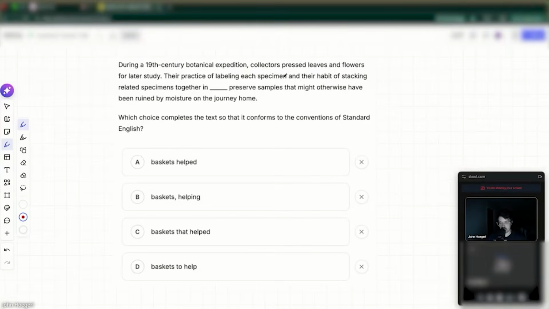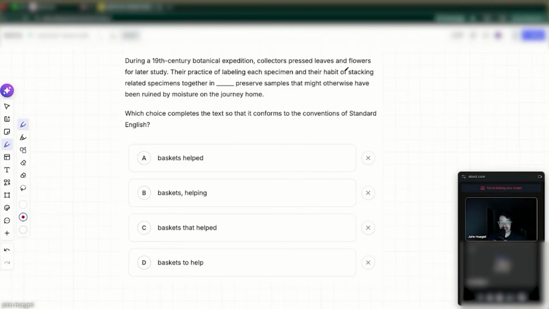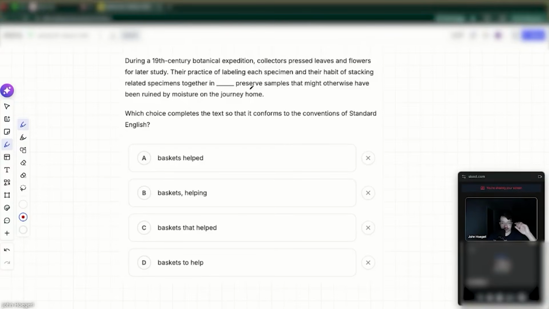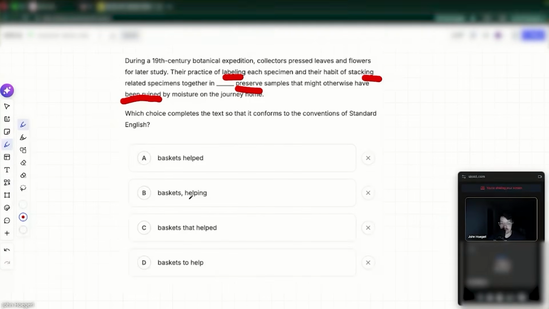So I'll go through just a couple of quick examples. Their practice of labeling each specimen and their habit of stacking related specimens together in baskets, examples that, okay. So we're thinking here, is there already a main verb listed in this sentence? So we have here stacking, but that ends in "ing", so automatically not a main verb. Labeling, same thing here. What other verbs do we have? We do have preserve. So that one does look like a good candidate. Been ruined. That seems fine, but it's not the main action of the sentence. All this said, here we have help as the thing in each of the choices. I would say here that the main action that's happening here is help. We're saying help preserve. We're not just saying preserve. So help would be the main verb.